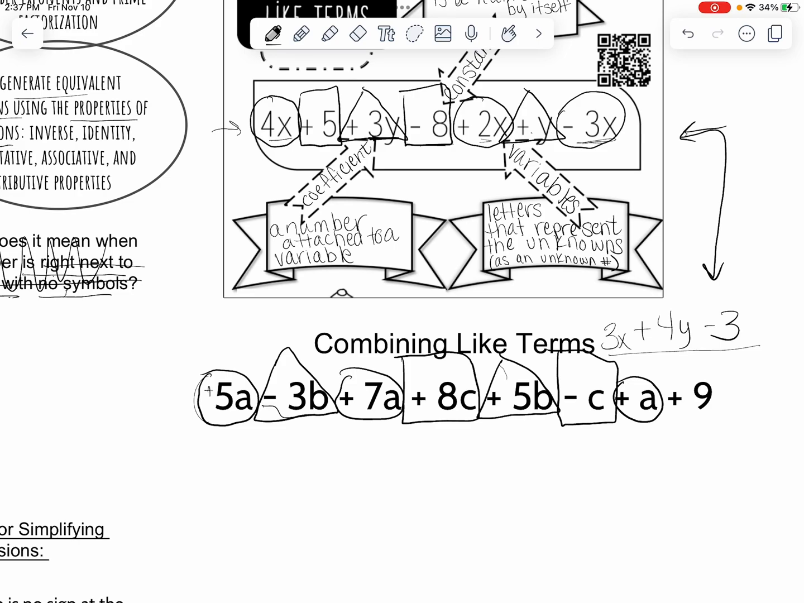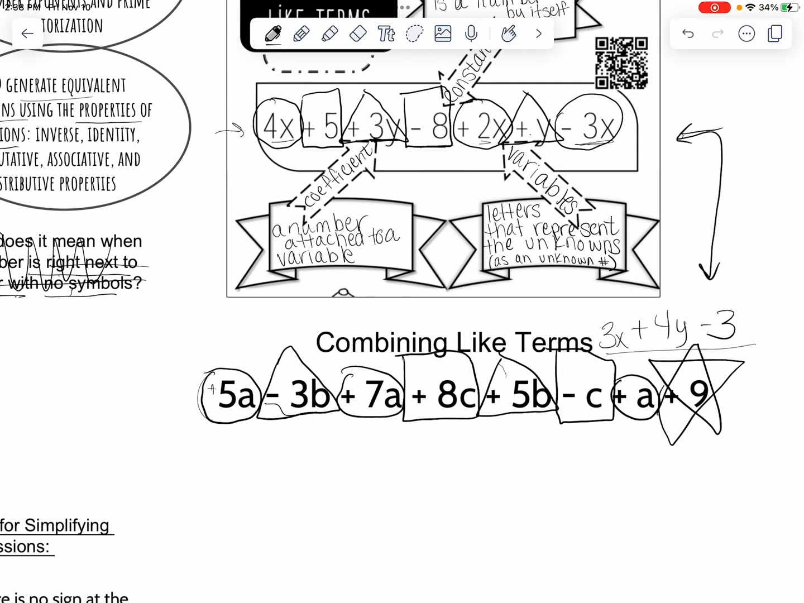Rectangle. And then we can do another shape with a 9. We'll do a star. There you go. Okay, now we're going to combine everything that has a circle. So 5 plus 7A is 12A. And then plus A, combining another A.